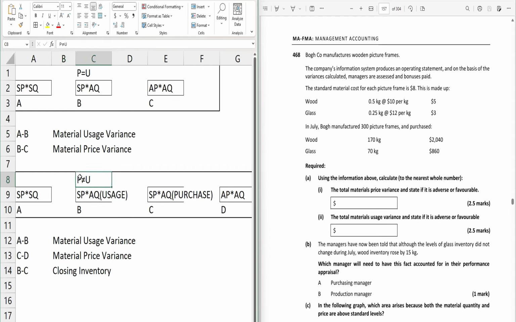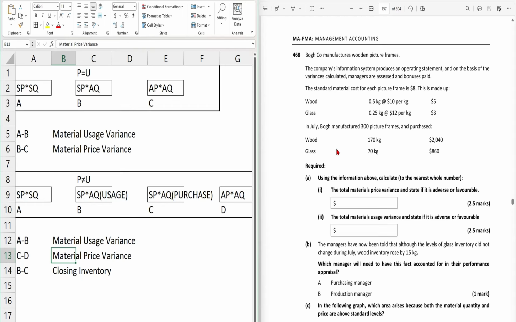Now the second case is purchase is not equal to usage. The formula is the same. I have just written SP into AQ two times. One AQ is for the usage one and the other AQ is for the purchase one. The difference of A and B again will be your material usage variance, and the difference of C and D will be your price variance, but the difference of B and C will be your closing inventory.